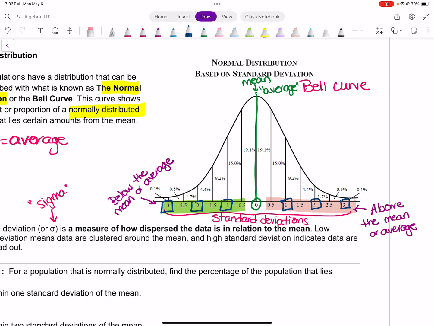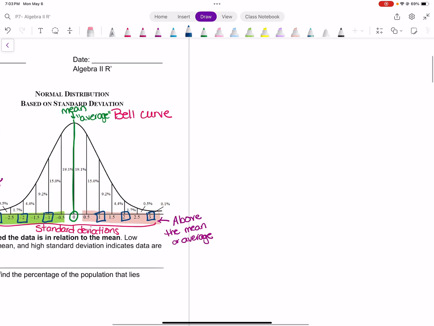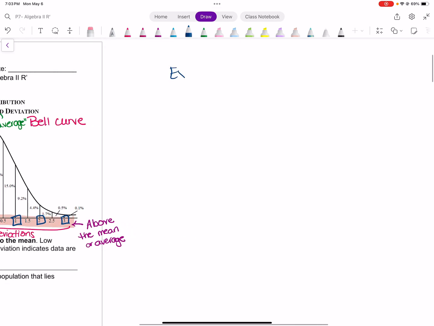The bigger the standard deviation, the larger your numbers are from each other, the further away they are from each other. The smaller your standard deviation, the closer all your numbers are to each other. So let's say, for example, that on our last test, let's say that the mean was 85 and a standard deviation, or what we call sigma, was 5.